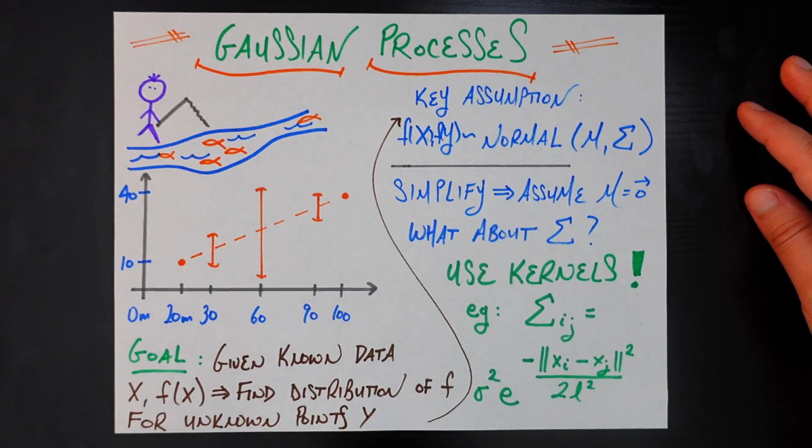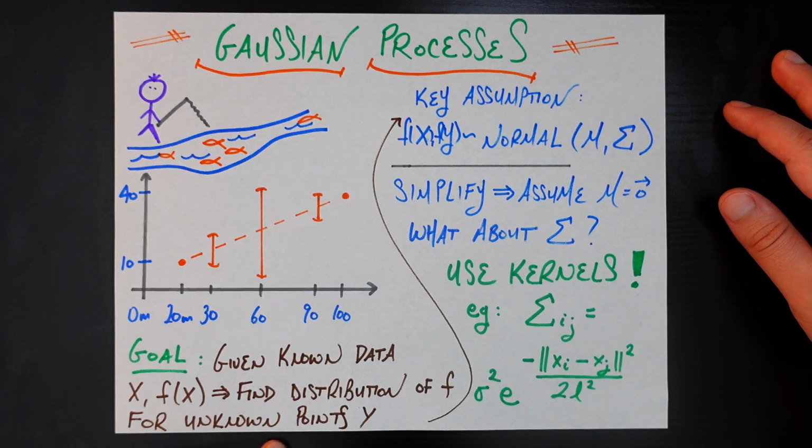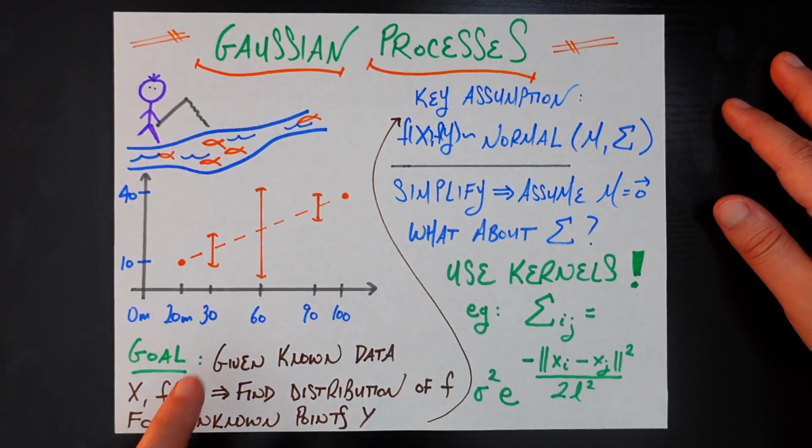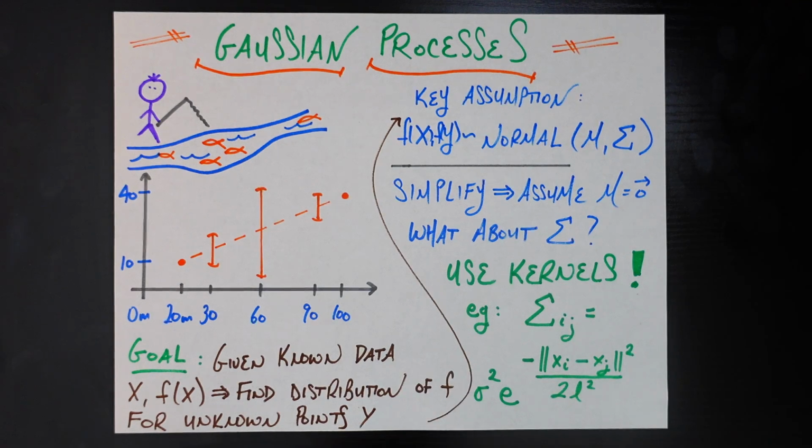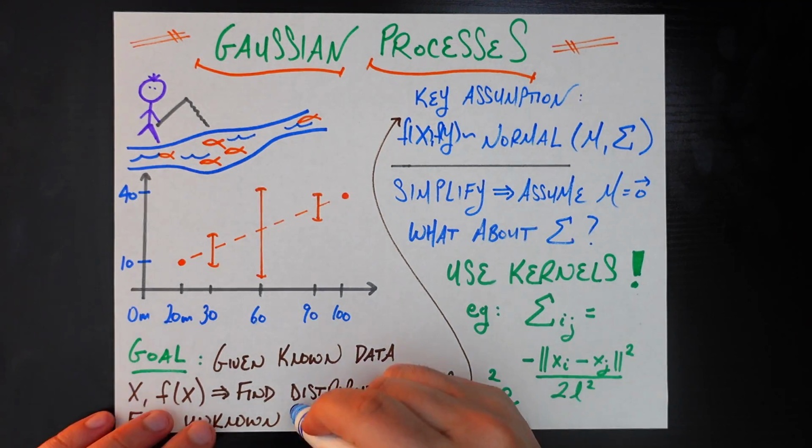So that's our known data. Given that known data, we want to find the distribution of that f, that number of fish that we're going to catch, for some unknown data points y. For example, 30 meters, 60 meters, 90 meters. And the crucial word here is the word distribution.